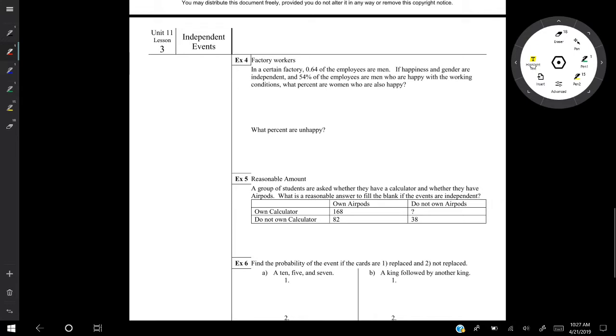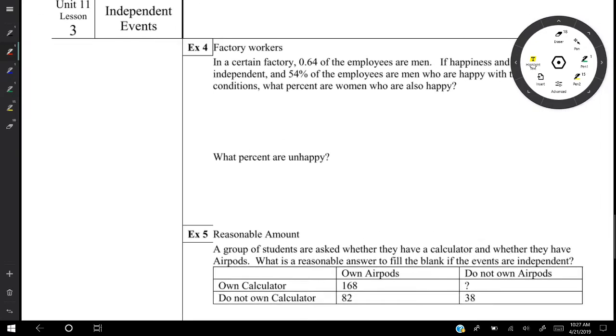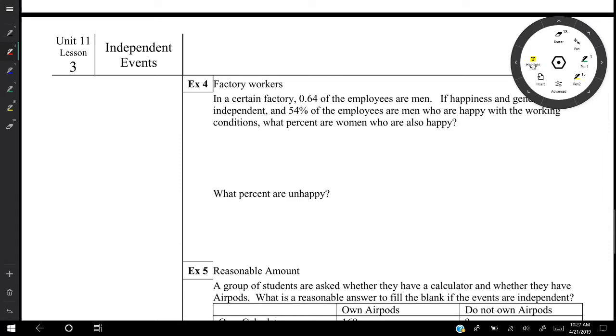If you're like me, when I read that for the very first time, I was like, what? What did that even say? So I was like, let's make a table. I'm either a man or woman, and I'm either happy or not happy. That's it. That's what it comes down to. Okay?